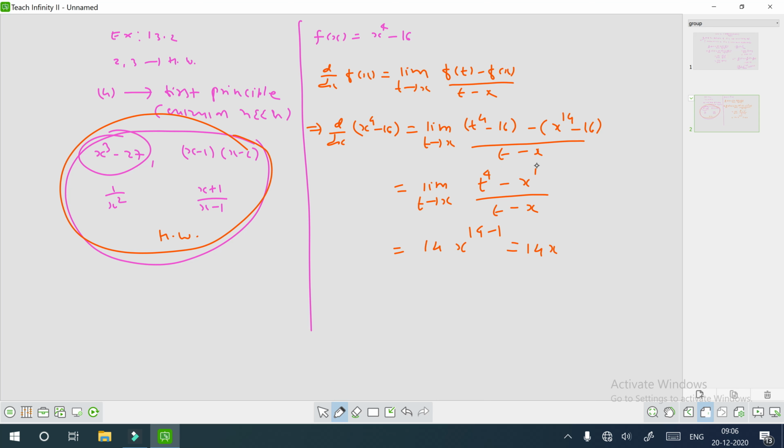X raised to 4, so that is equal to 4. X raised to 4 minus 1, that comes out 4x cube. This is the derivative. Clear? In the next page, I will take the product of any two linear factors.